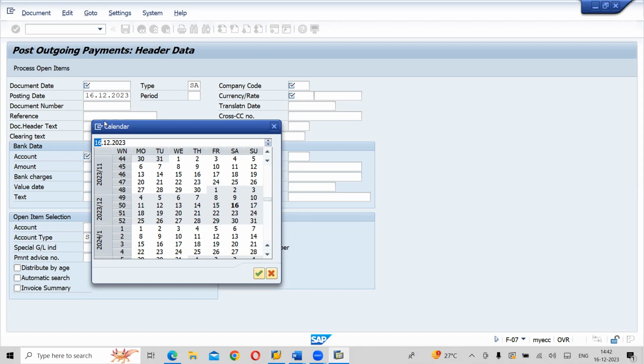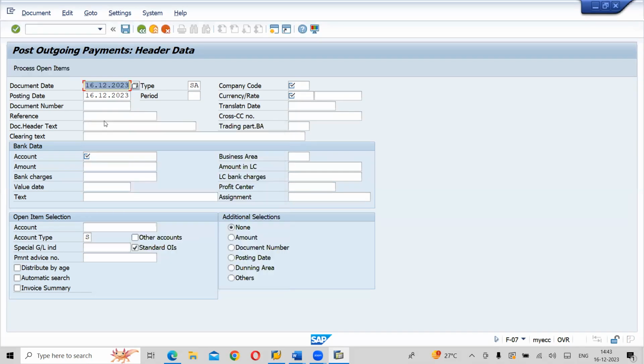From that, select the F2 button. F2 to select the current date. Press the F2 button from your function keys. F4 to activate your calendar, and F2 to select the current date. You can see, press F2, so automatically the date will get selected. Clear? Press F4 in the date field.